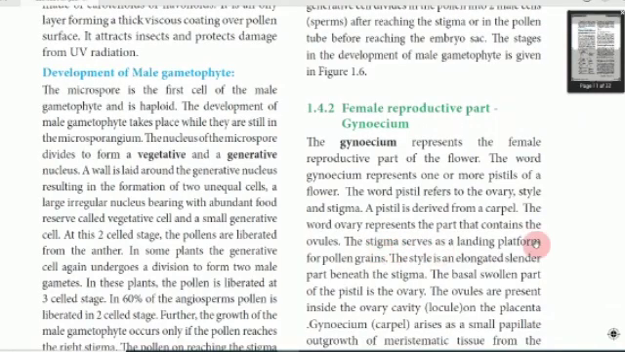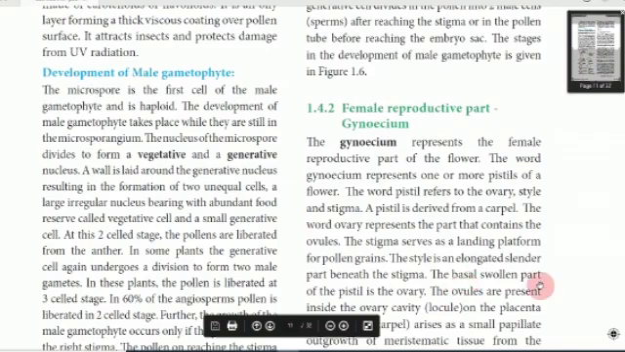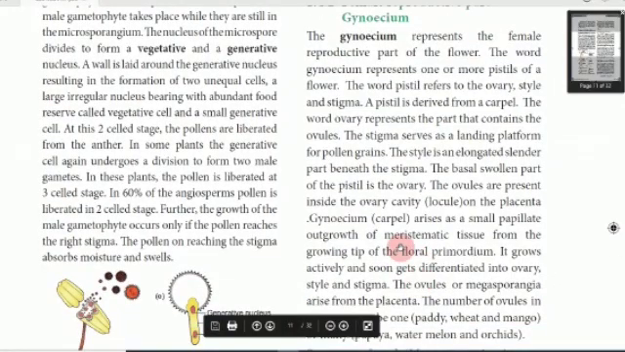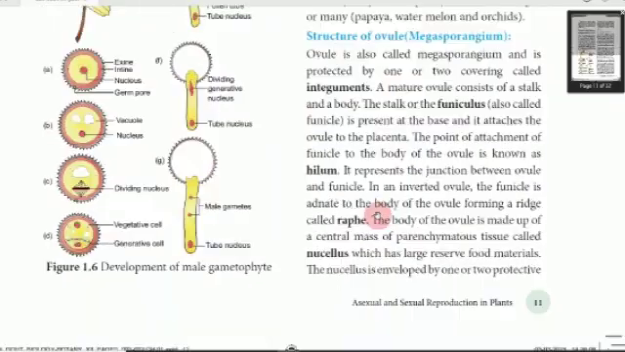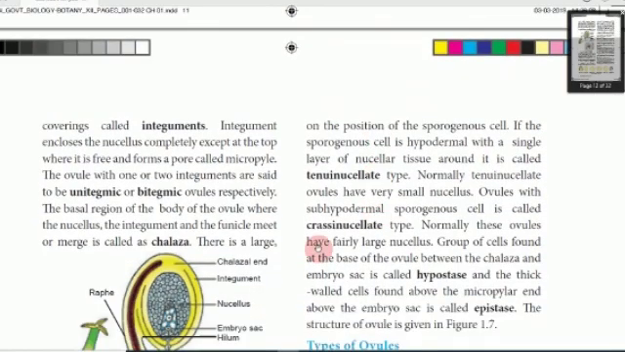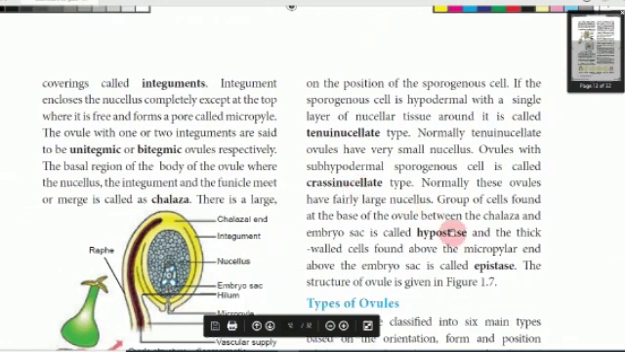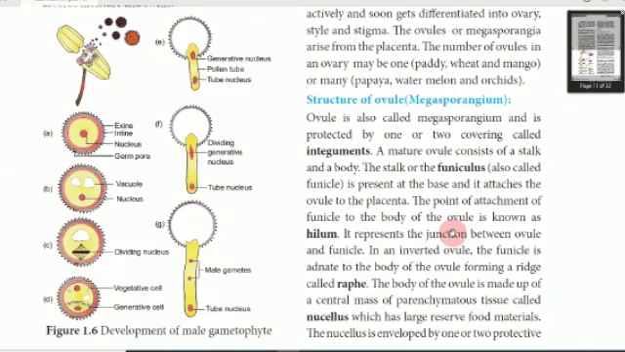Then the stigma serves as a landing platform for pollen grains. We learned already that the style is an elongated slender part beneath the stigma. The basal swollen part of the pistil is the ovary. The ovules are present inside the ovary cavity, called the locule. All the ovules are located inside the ovary cavity. You see the picture, we know. Here is the picture: an ovule present inside the ovary. The gynoecium, we know, is the pistil.